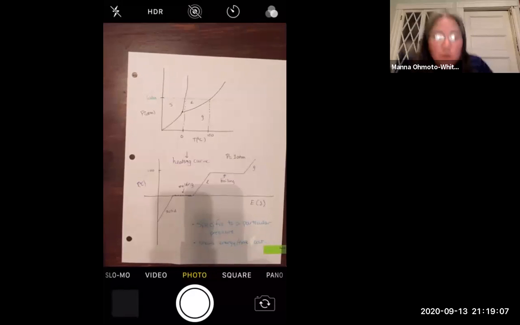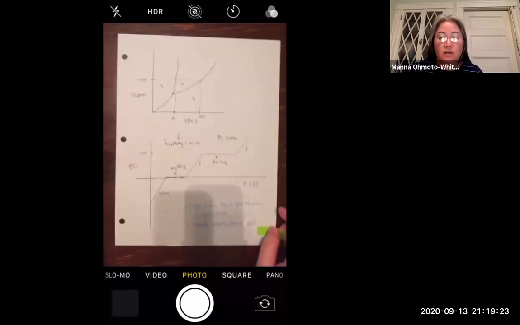So phase diagrams, we talked about how phase diagrams are limited in that when you are at a line, you know that you're having a state change, but you don't know how much time or energy it takes in order to make that state change. So this is where a heating curve helps.